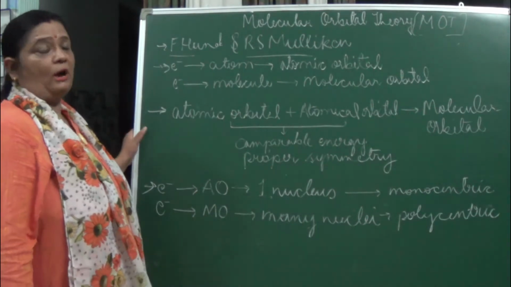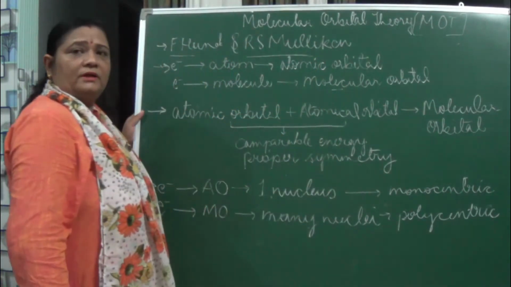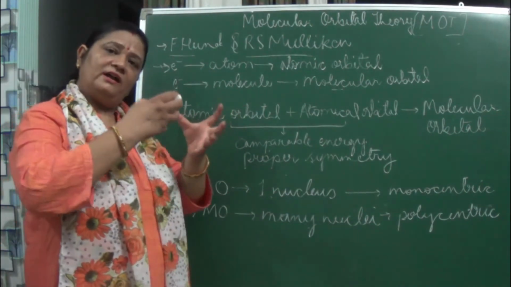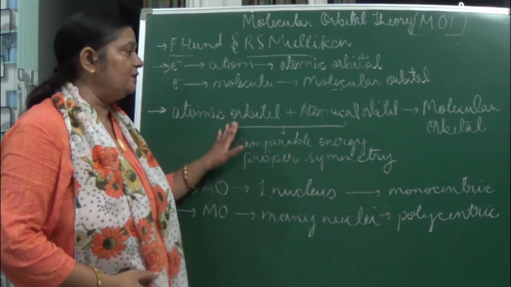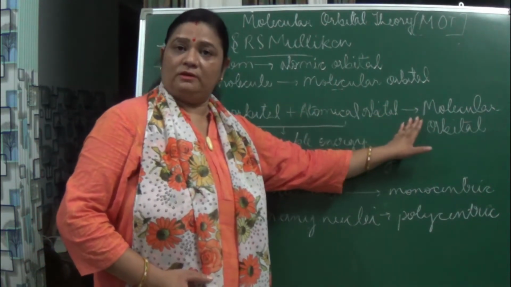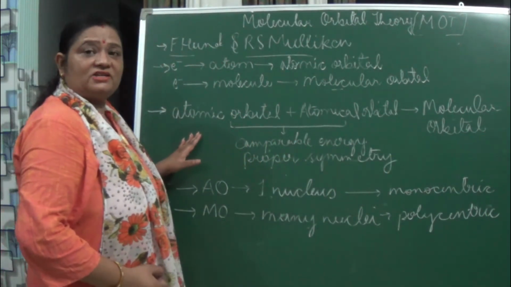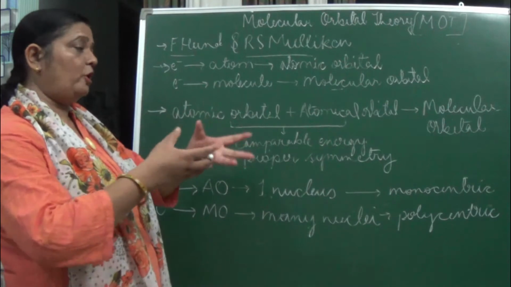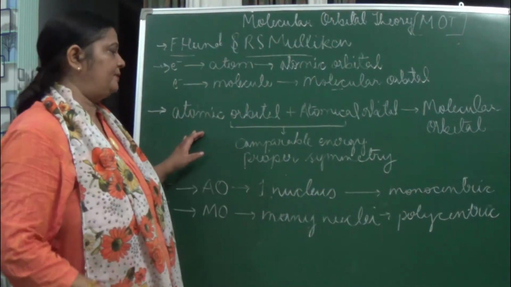So now, how is this molecular orbital formed? You know, this atom combines with another atom to form a molecule. Like that, atomic orbital also combines with another orbital to form a molecular orbital. Now, there must be conditions then. Can all the orbitals of the atoms combine easily? No, this can't happen.